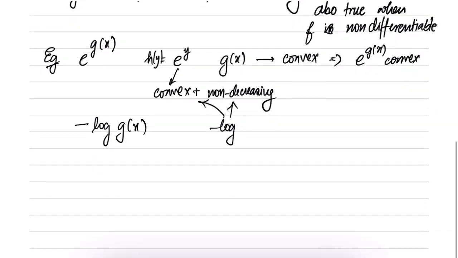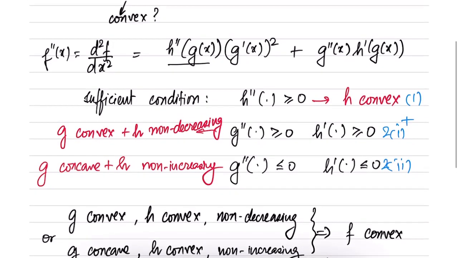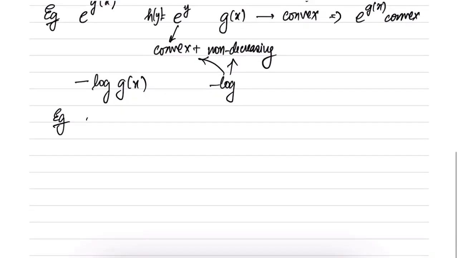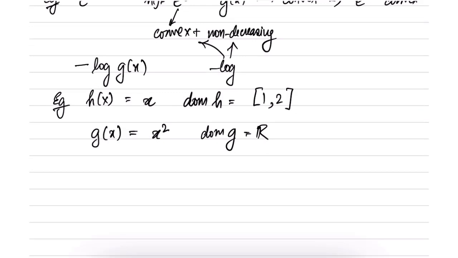So let's take a simple example where whatever we have concluded from here fails completely. So all this rule will appear to not apply at all. Let's take h of x equal to x such that the domain of h is [1, 2]. And let's take g of x equal to x square, and the domain of g is R. So here I've restricted the domain of h.